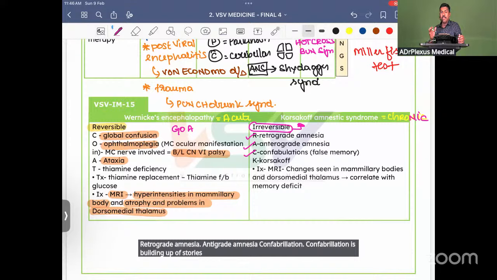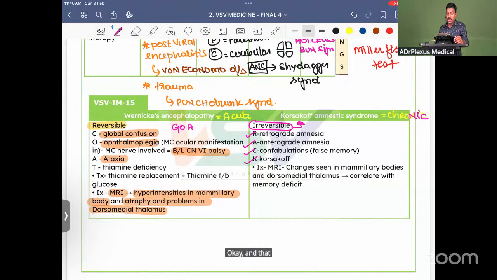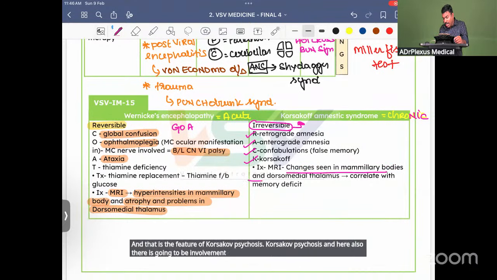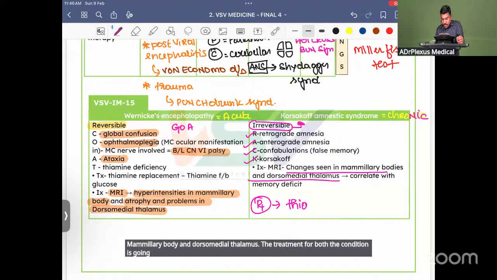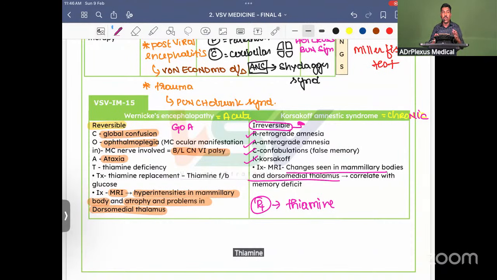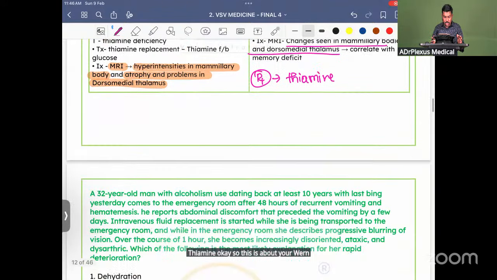Okay, he builds up stories with false memories, and that is the feature of Korsakoff psychosis. Here also there is going to be involvement of the mammillary body and dorsomedial thalamus. The treatment for both conditions is going to be thiamine. So this is about Wernicke's encephalopathy and Korsakoff psychosis.